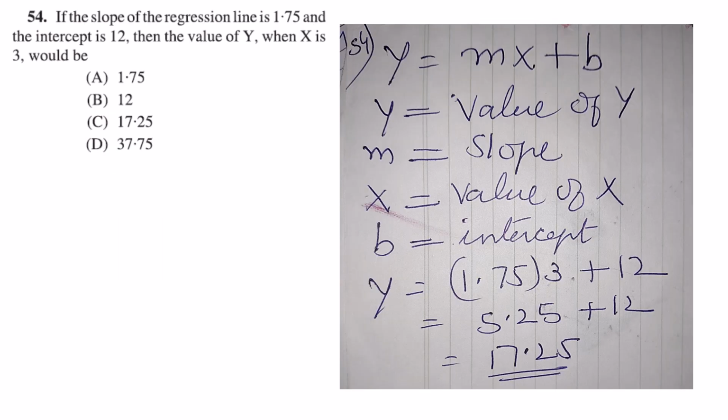Then if the slope of the regression line is 1.75 and the intercept is 12, what is the value of y when x is 3? So y is equal to mx plus b, that is the equation. Here y is the value of y, m is the slope, x is the value of x, b is the intercept. So you have to find the value of y when x is 3. So substitute the values, you will get it as 17.25. Answer is option C.